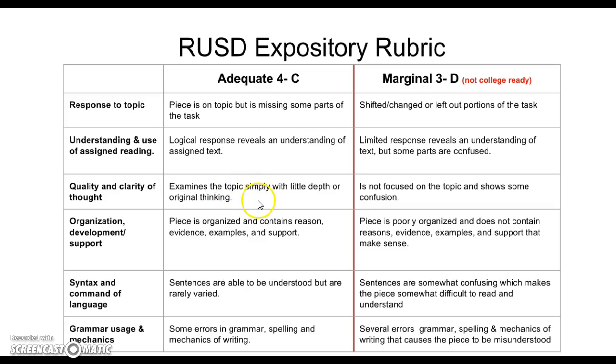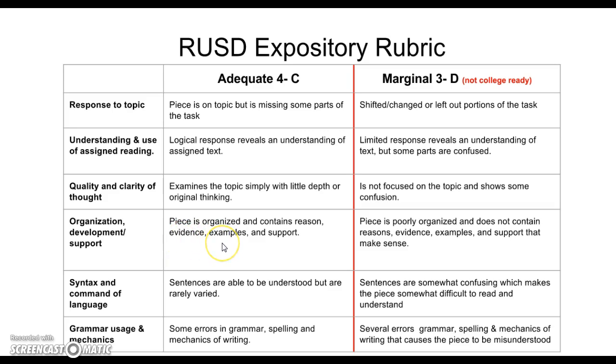Quality and clarity of thought. You examine the topic simply with little depth or original thinking. So basically, you talked about it. You may have given a little bit of insight, but that's about it. A 3 is not focused on the topic, and it shows some confusion. We've seen a lot of those too.